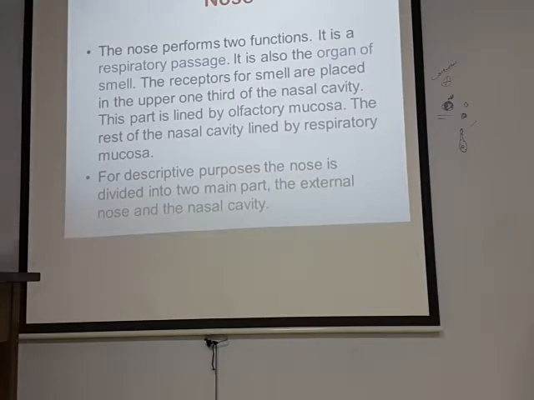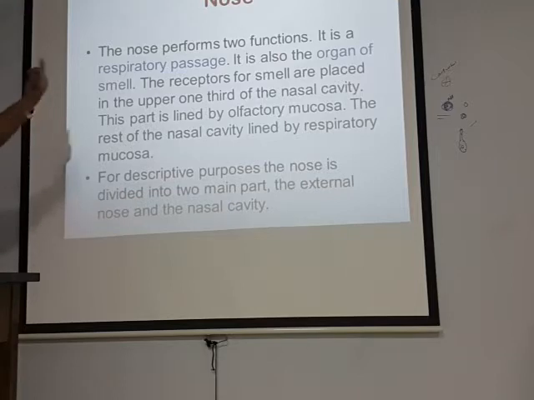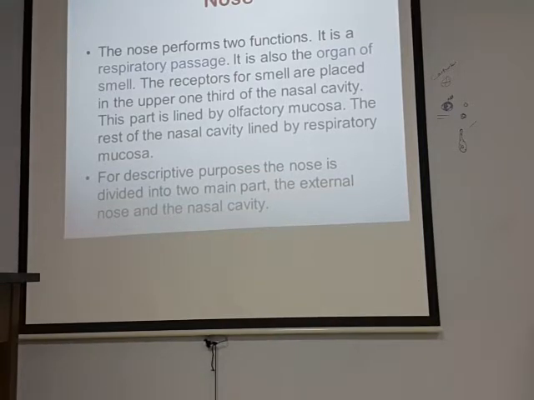So why is it called pseudostratified? Epithelium is always either simple or stratified, that is unilayer or multilayer. Though it is a single layer, it looks like multilayer because of the presence of nuclei at different levels. That is why we call it pseudostratified, false multilayer. So this is the introduction about the nose.